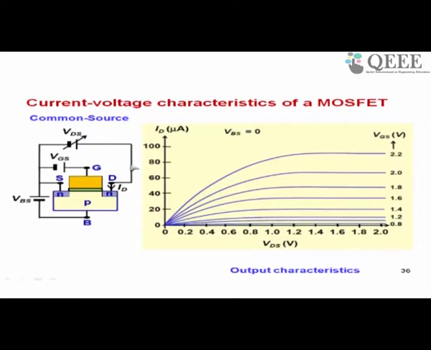So this is ID, drain current, as a function of drain to source voltage. So this current here as a function of drain to source voltage. In the bipolar transistor we plotted collector current as a function of collector to emitter voltage. Now unlike the bipolar transistor, you don't have any modulus here for VDS and ID, because you can see that the current ID is into the device.